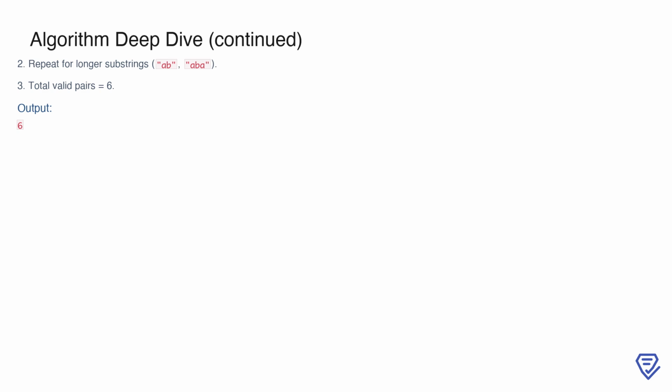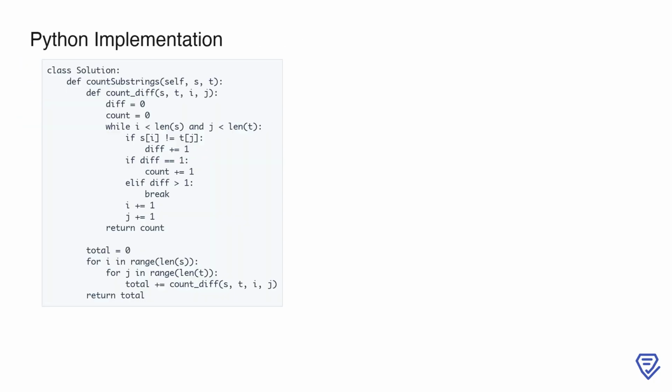By leveraging sliding windows, early termination, and character-by-character matching, we achieve a solution that is both time-efficient and memory-efficient, making it well-suited for larger input sizes. This solution follows a systematic approach to count all substrings between S and T that differ by exactly 1 character.